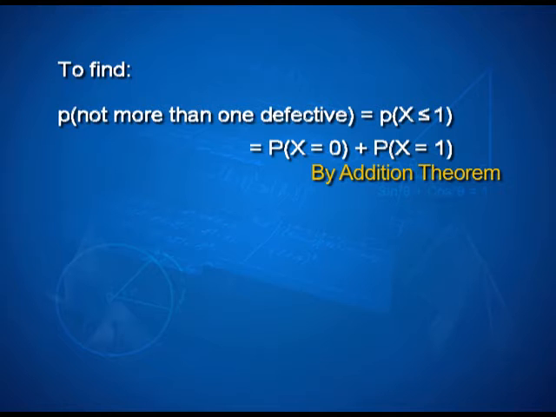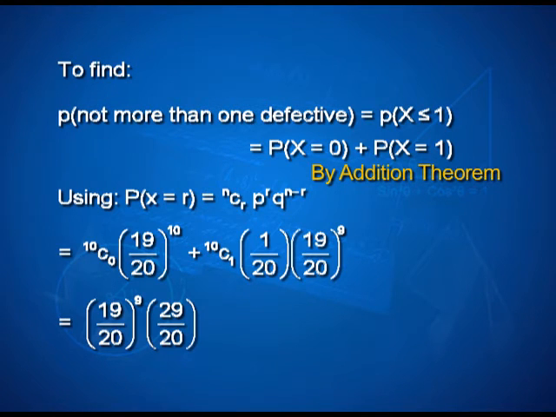And therefore, by addition theorem, probability of x less than or equal to 1 is the same as probability of x equal to 0 plus probability of x equal to 1. We did have a formula, probability of x equal to r is nCr p to the power r q to the power n minus r. So, I have all the possible values p, q, r and n. Substitute and calculate. In this case, obviously, you are not expected to simplify this beyond what we have here. Take something common if there is a common factor, and that would be your final answer. So the probability that not more than one defective item is found will be (19 by 20) raised to the power 9 into 29 by 20.